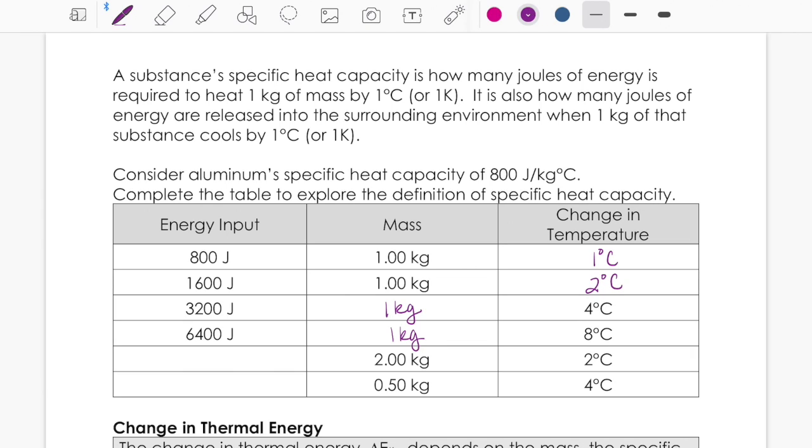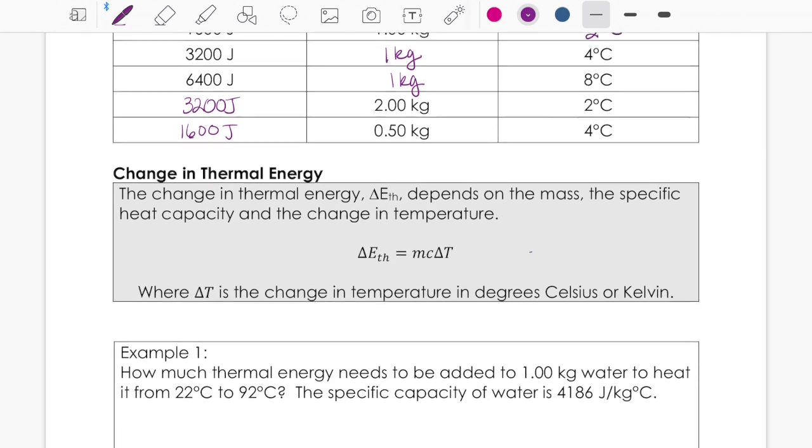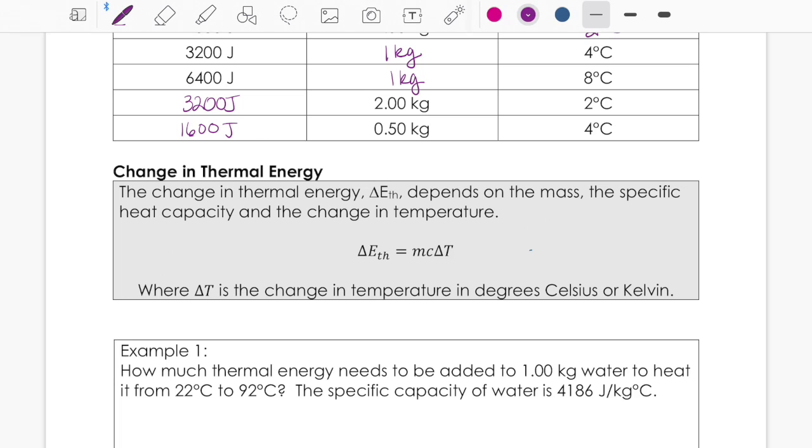For the next one, we have a 2 degree change. So 2 times my 800 would give me 1600, but you'll see that it's a 2 kilogram sample. So we're going to have to multiply it by 2 so that we get 3200 joules required. And then for the last one, it's a 4 degree change. So 4 times my 800 would give me 3200, but it's half of the sample. So half of 3200 would be 1600 joules.